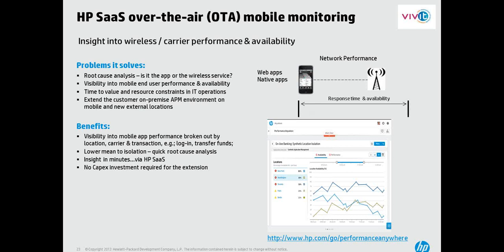The next area is HP's software as a service over-the-air mobile monitoring capability. We launched our solution, Performance Anywhere, and I will encourage you to look up the site, hp.com/go/performanceanywhere, and we do offer free trials for monitoring your applications from the self-service site. What we enhanced in the solution is the ability to get insight into wireless and carrier performance and availability.